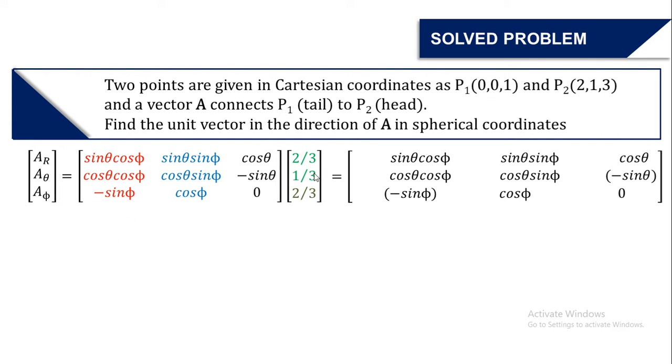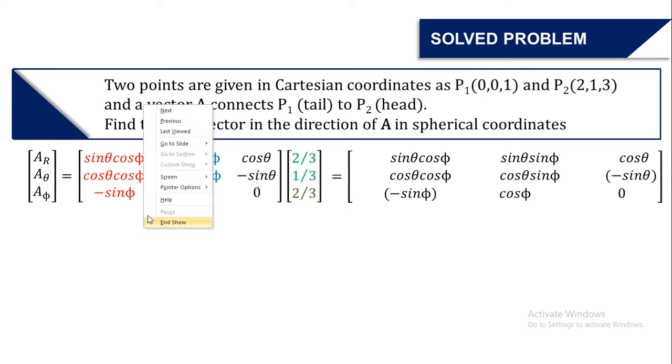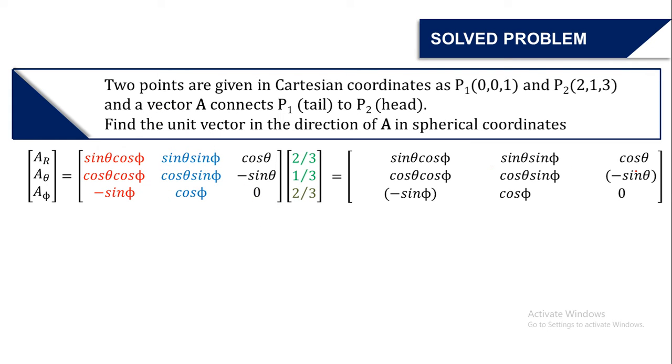So paano i-evaluate? Unang-una, isusulat muna natin ulit itong mga components natin dito. Kasi maglalagay tayo ng mga values sa harap. Ano yung una natin ilalagay? Dito sa first column, itong 2 thirds. So, we have 2 thirds, sine theta, cosine phi. Plus to, plus na lahat to magka-plus.